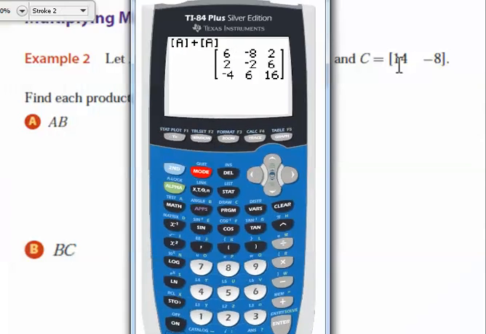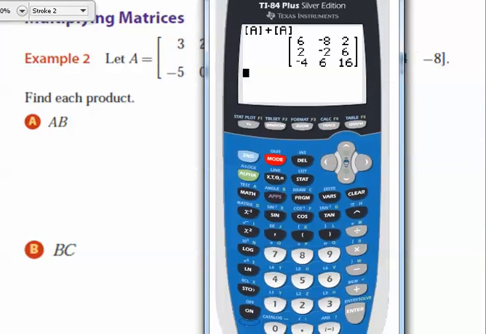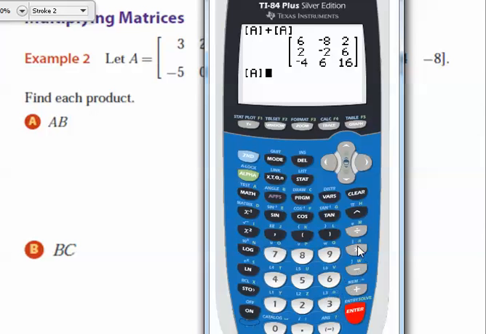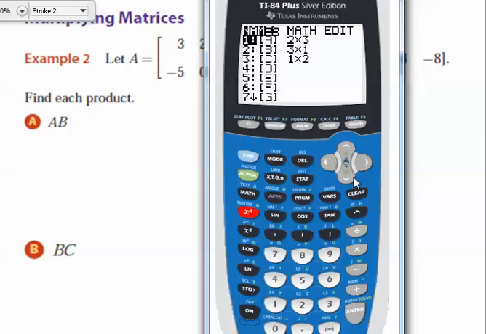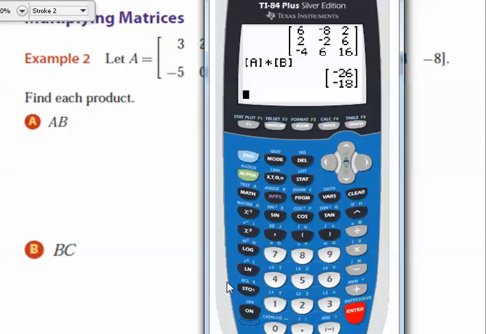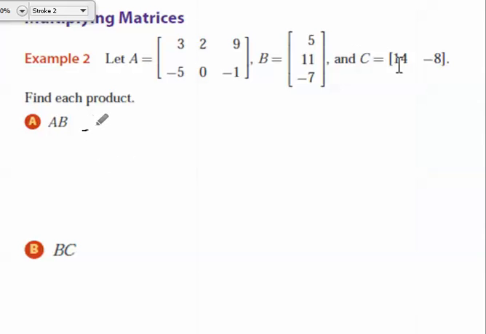Okay, so what do I want to find the product of? I'm going to find the product of A times B. Second matrix, A times second matrix B, and hit enter on this, and I get my values of -26 and -18. That would be the way I would do that on the calculator.